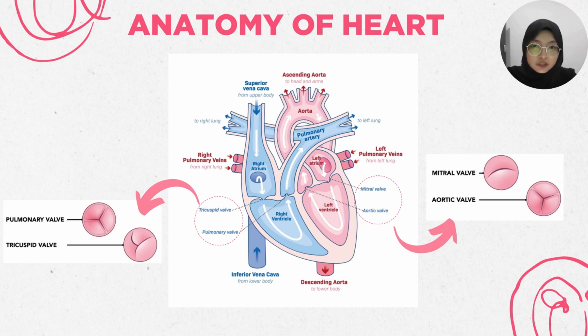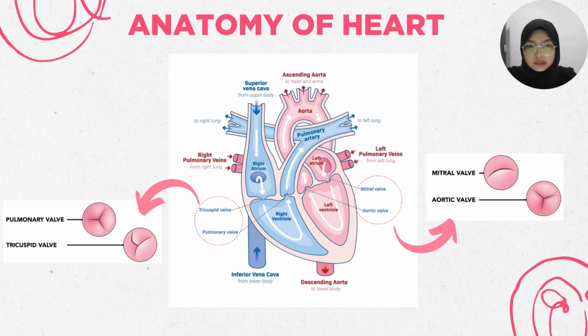The heart is enclosed by a protective sac called the pericardium. Its walls have three layers. The first layer is the epicardium, the outer layer. Next, the myocardium, the muscular middle layer responsible for pumping, and the endocardium, the smooth inner lining.